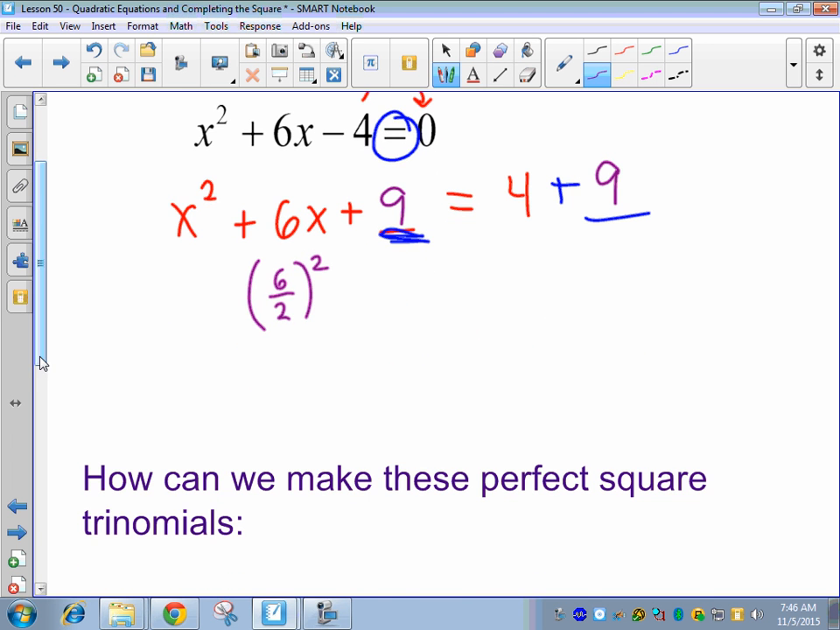And now we're going to write this as a perfect square trinomial here. So that would be x plus 3, and we're just going to put squared because it's x plus 3 times x plus 3. We're going to leave it as squared. And on the right-hand side, we have 4 plus 9, which is 13.